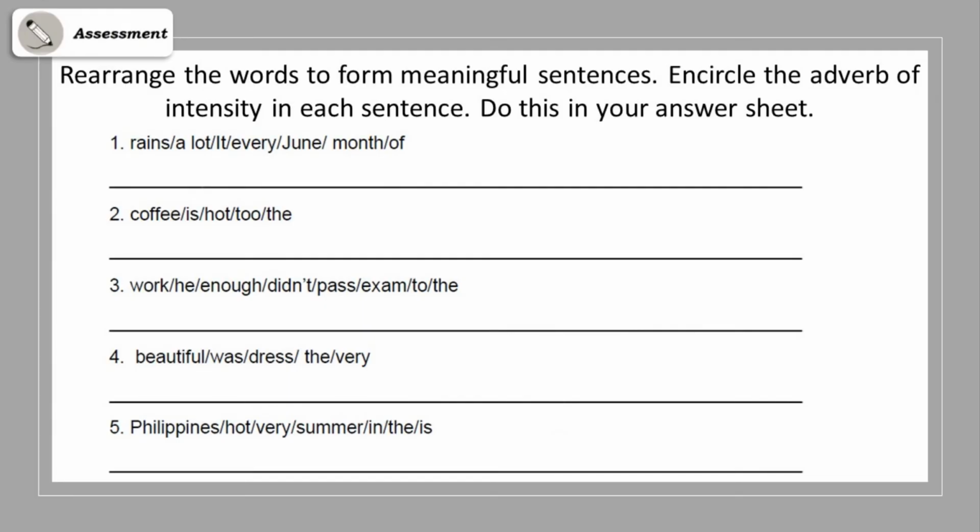Rearrange the words to form meaningful sentences. Encircle the adverb of intensity in each sentence. Do this in your answer sheet.